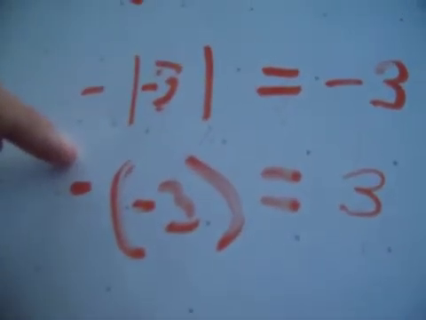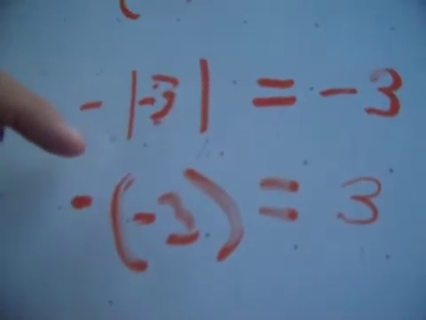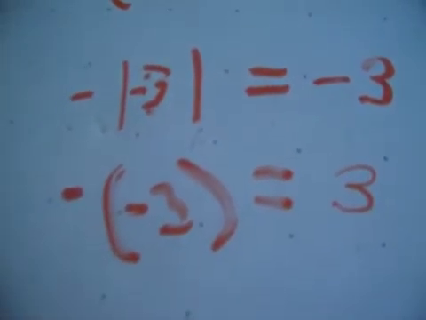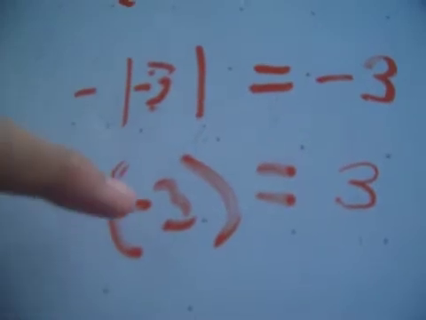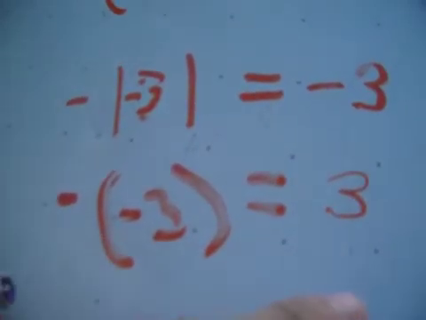Now, how about this one? That's just parentheses. That says the opposite of -3. What's the opposite of -3? Right. You have to flip it over to a positive. So it's positive 3.